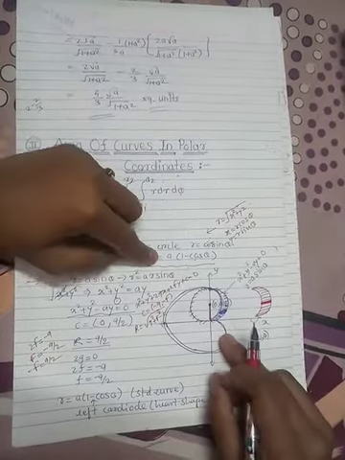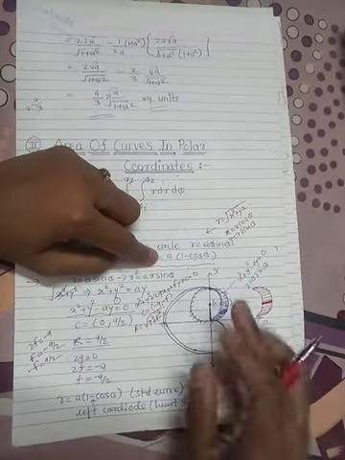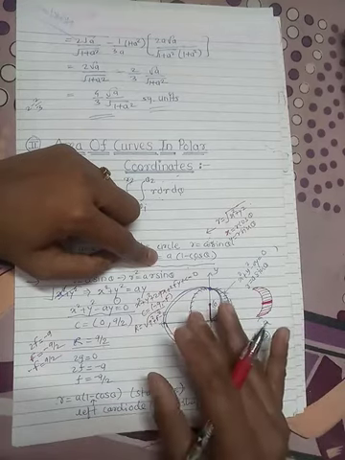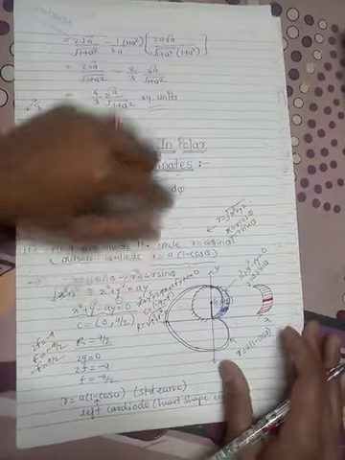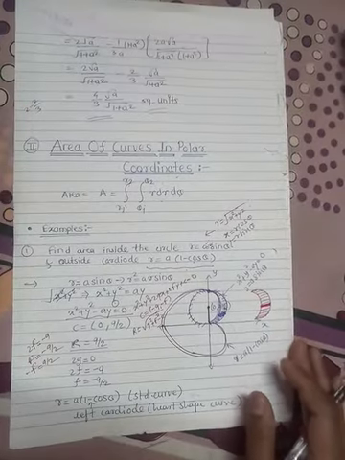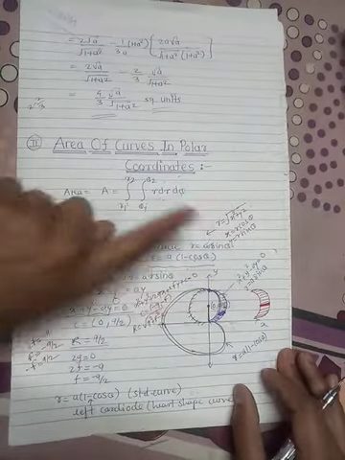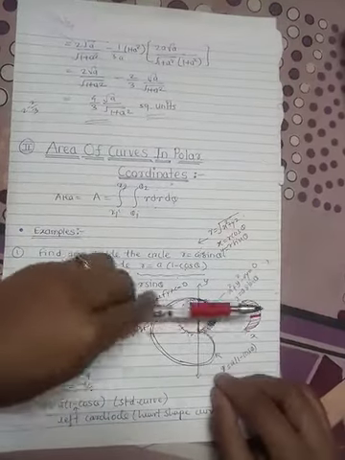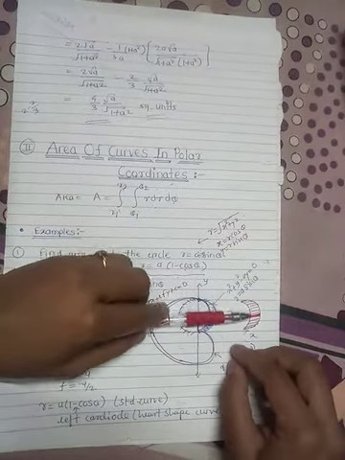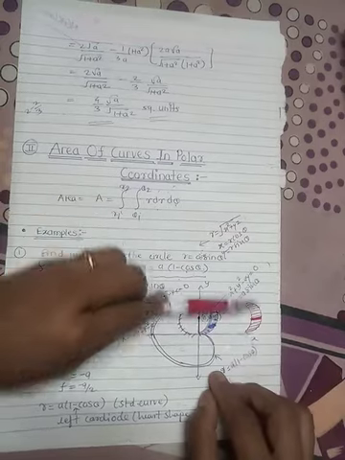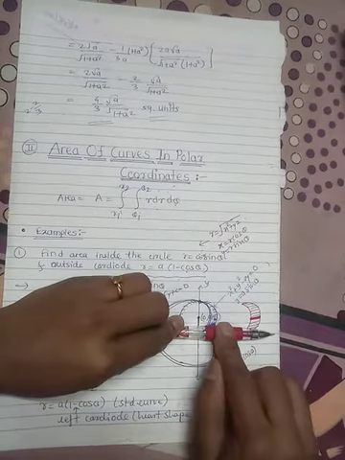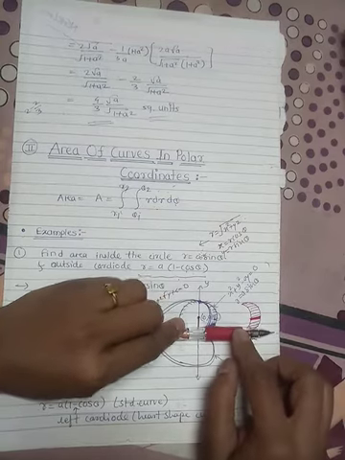Now in polar form, how to find the limits? The limits are for r and theta. So we have to find r limits and theta limits. Theta means we have to find the angle. To cover this shaded area, what are the theta limits? We have to start at this point. At this point, theta is always 0.